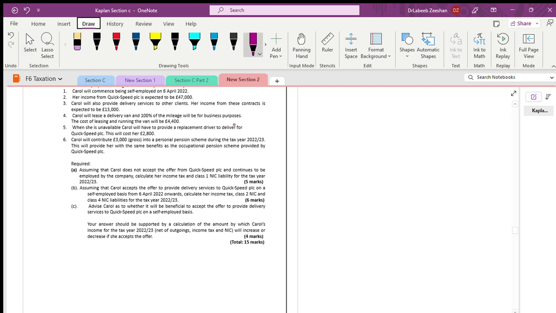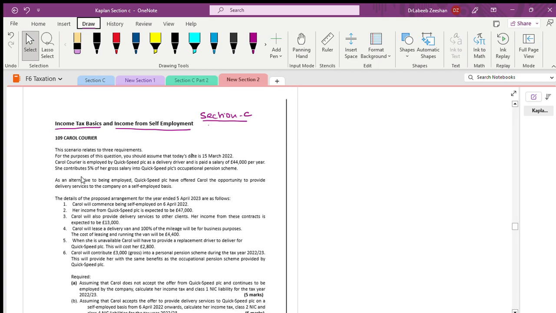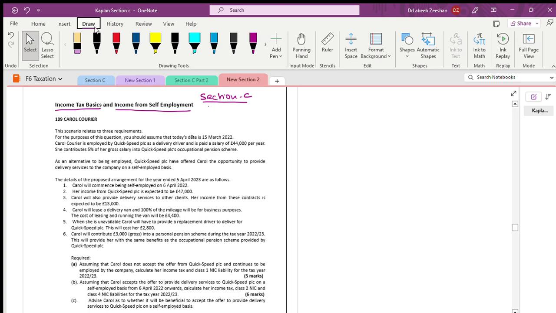This question consists of how many marks? 15 marks, related to employment and self-employment. So what are the requirements? We have to work it out, and we will see how we can proceed.